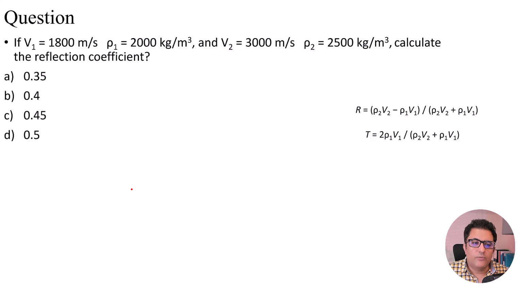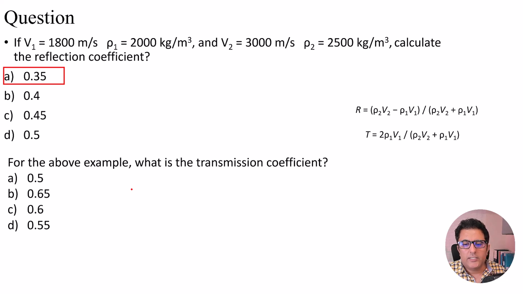Now assume that we have such a geological model. Calculate the reflection coefficient. For this geological model, the reflection coefficient is 0.35. Similarly, you can easily say that because the reflection coefficient is 0.35, the transmission coefficient should be 0.65.